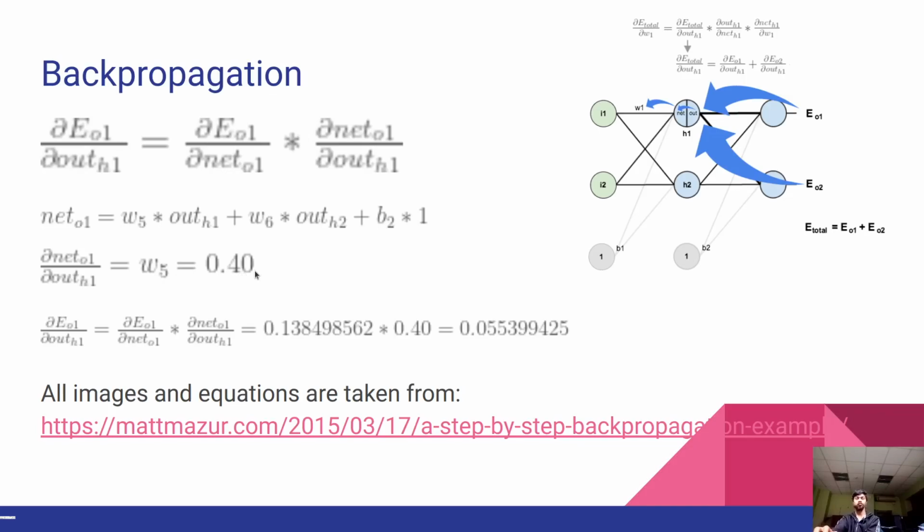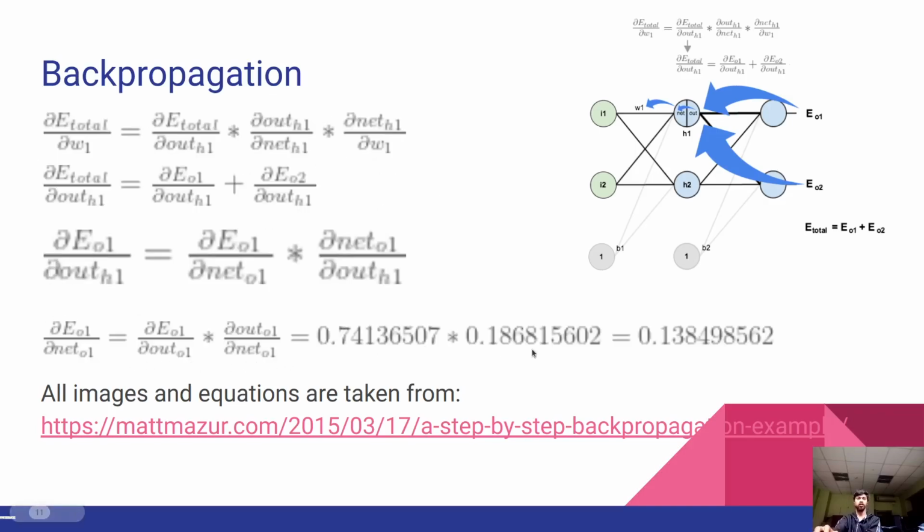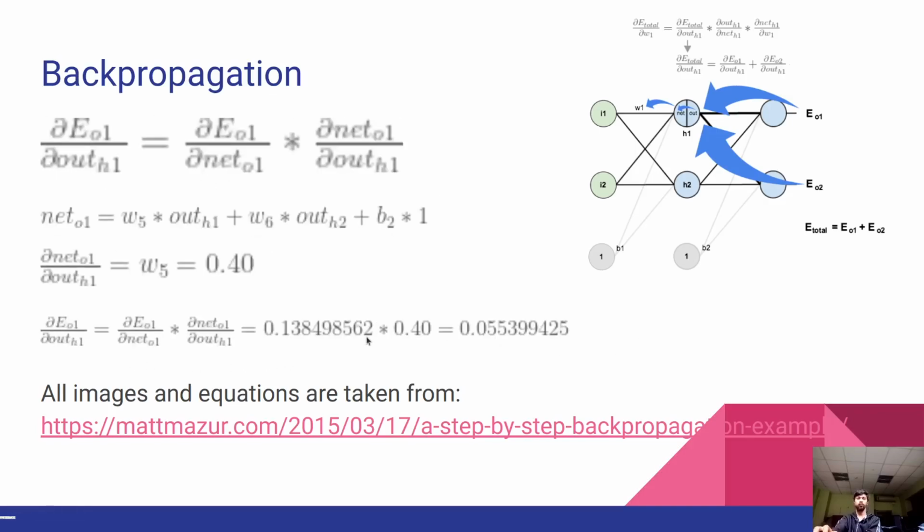Okay, so if we put it into this equation, EO1 with respect to net O1, this we have calculated here, it is 0.1384. We are just putting the value here, and W5, we are putting the value.